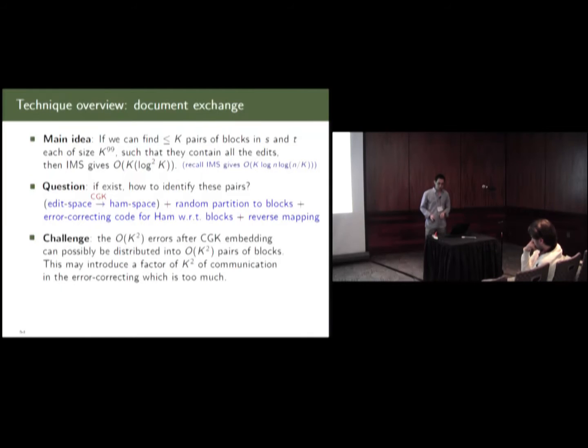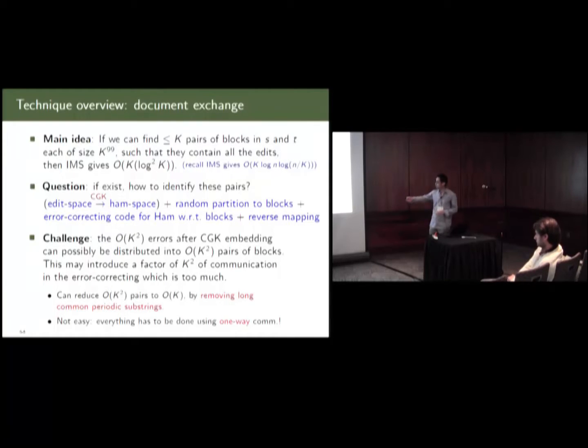The challenge is that if the edit distance of S and T is k, the CGK embedding will give up to k squared errors. Those k squared errors will be distributed to remote places, to k squared pairs of blocks, because of periods. They will spread out. That introduces an effect of k squared, which is something we don't want. We want something like k times some log factor. So this is the difficulty.